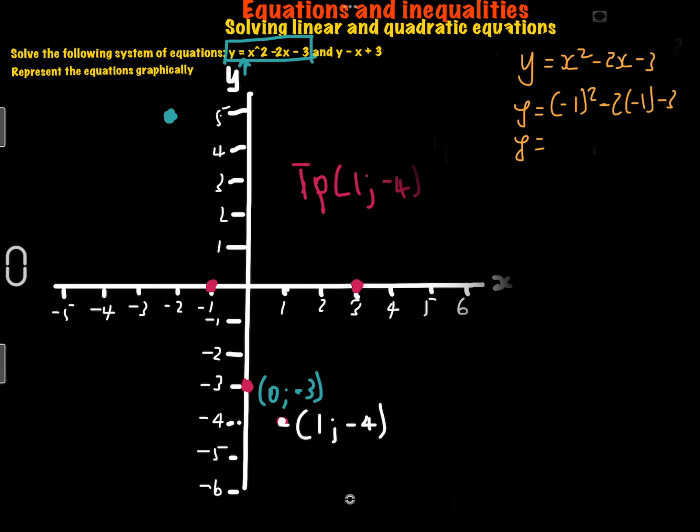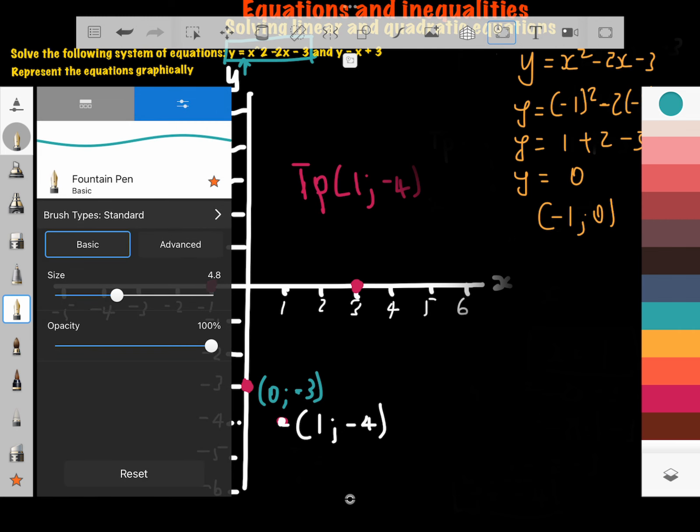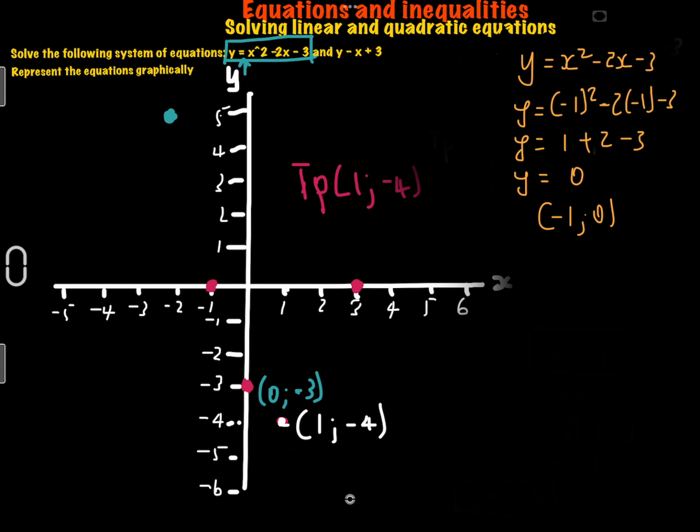Y is equal to 1 times 1 gives me 1. Negative 2 times negative 1 gives me positive 2, minus 3. Y is equal to 1 plus 2 gives me 3. 3 minus 3 gives me 0. So when x is equal to negative 1, y is equal to 0. Now we need to locate that point as well. When x is equal to negative 1, y is equal to 0. So that's the point I've already indicated there.